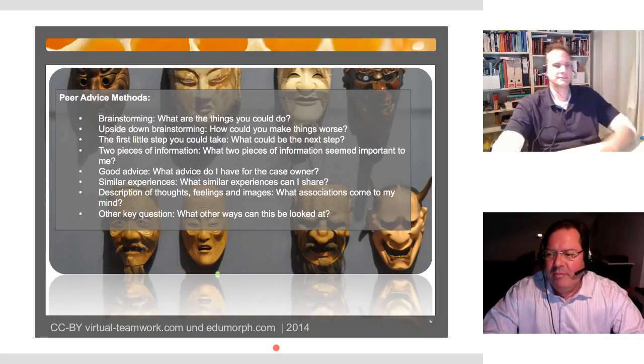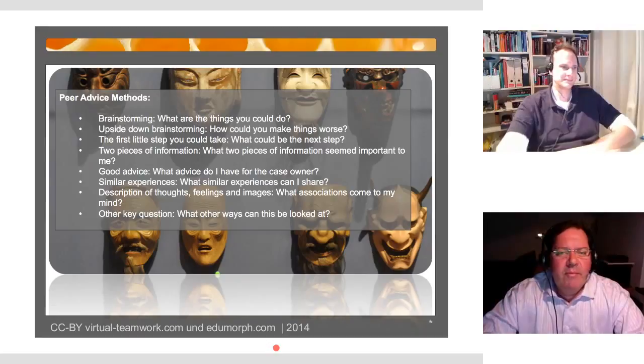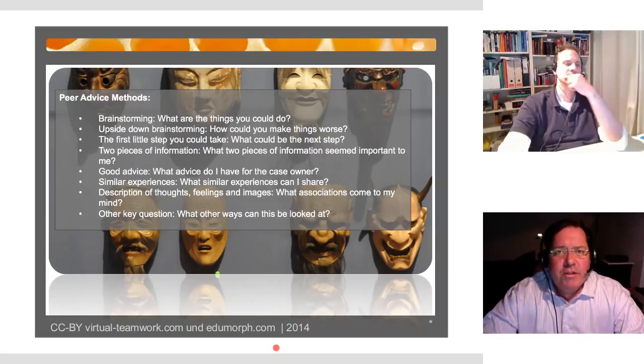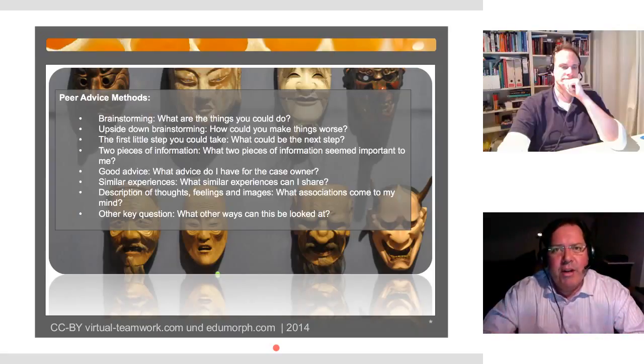In terms of the methods within the peer advice method, we've got brainstorming. I think all of you are familiar with brainstorming. My assumption is that you've all probably done it and know that brainstorming is really just generating impulses, no discussions, no evaluations of the ideas and so forth, and collecting those. That is one method.